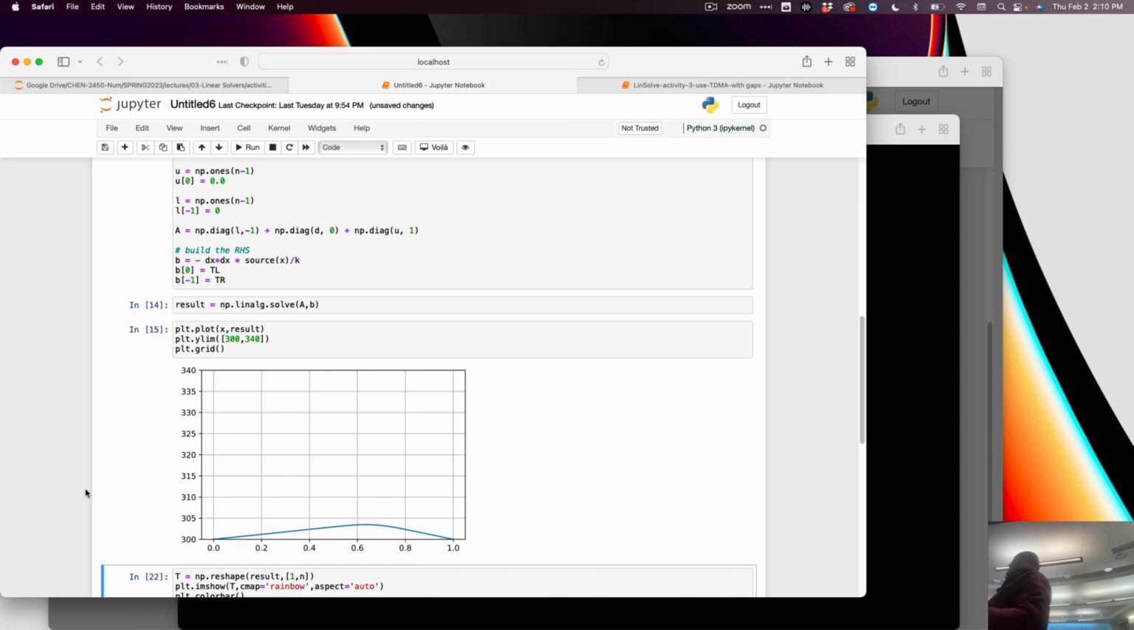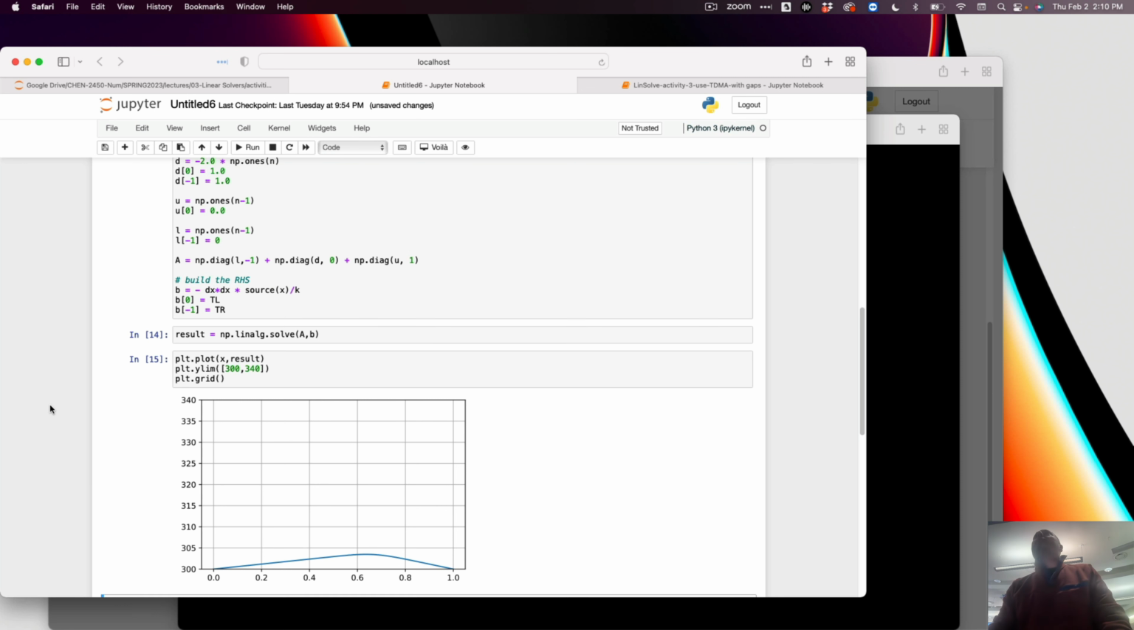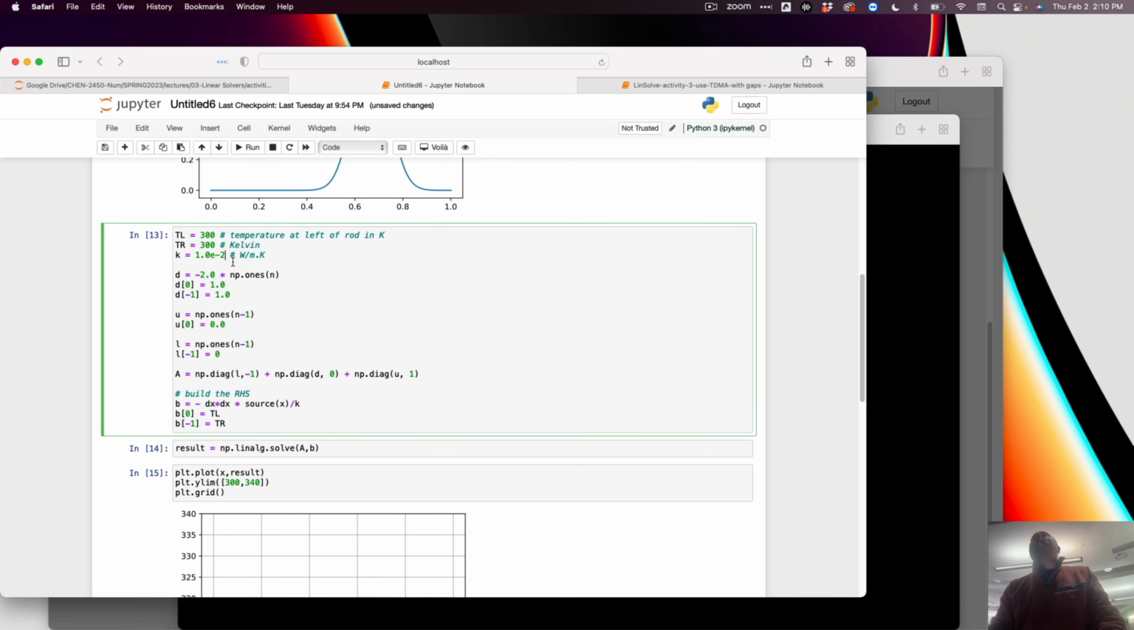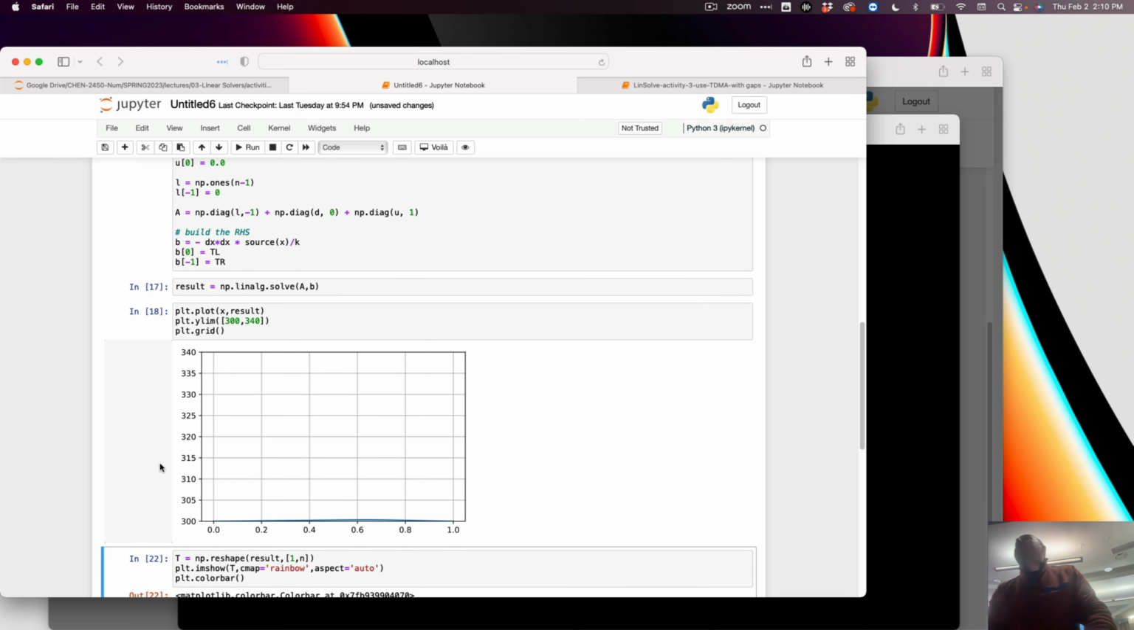In other words, this rod is not a good insulator. For an insulator, you want a very low thermal conductivity, so heat doesn't escape as quickly, right? So let's do one more, 10 to the minus 1, and solve this. Look at that. It's pretty much going to be uniform along the entire rod. Okay?